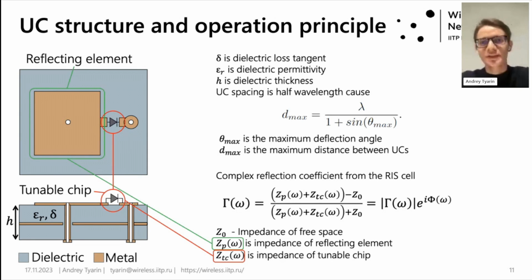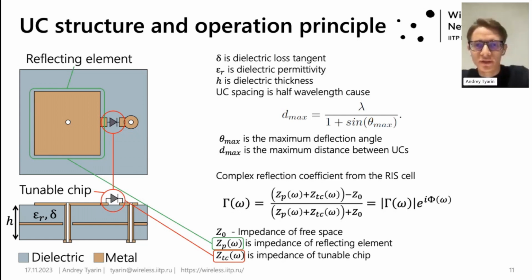The choice of dielectric thickness is not a straightforward task. On the one hand, with an increase in the thickness of the dielectric, energy losses in the dielectric decrease. On the other hand, it reduces the maximum range of the phase shift. The insulating layer is commonly made of FR4 and F4B fiberglass.